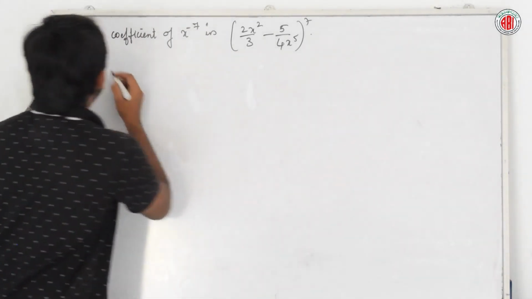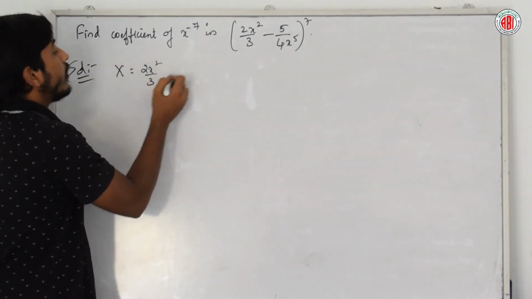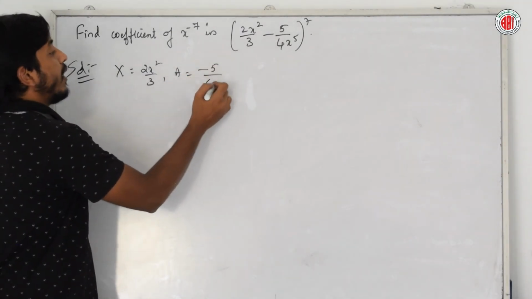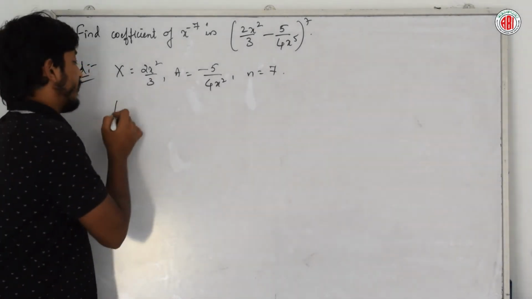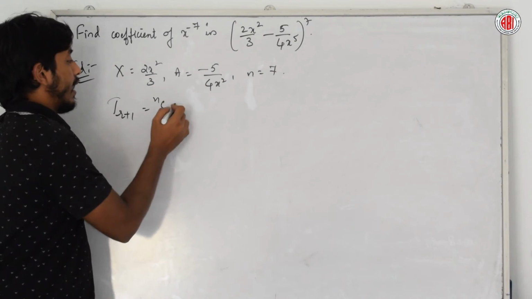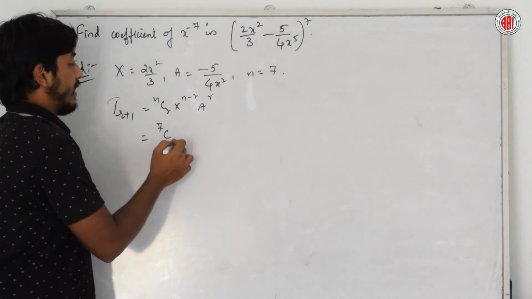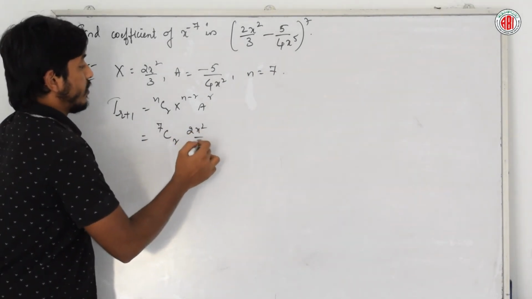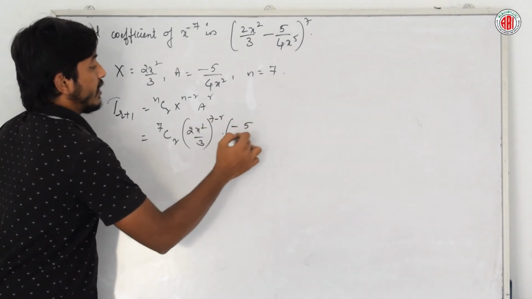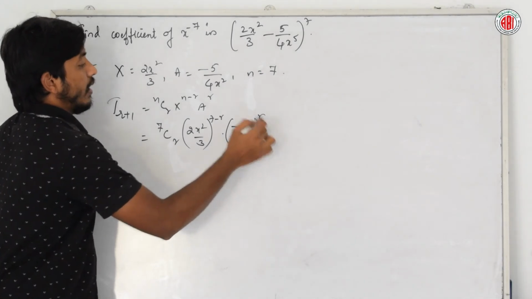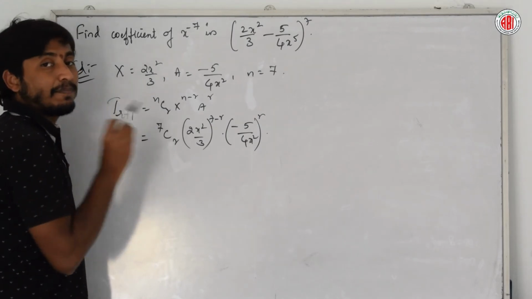So what is x here? 2x square by 3. What is a? Minus 5 by 4x square. What is n? 7. Now what is the formula of general term? It is nCr x power n minus r a power r. Now let us substitute it. 7Cr (2x square by 3) whole power 7 minus r into (minus 5 by 4x square) power r. Now let us simplify everything and write x power as a single term.